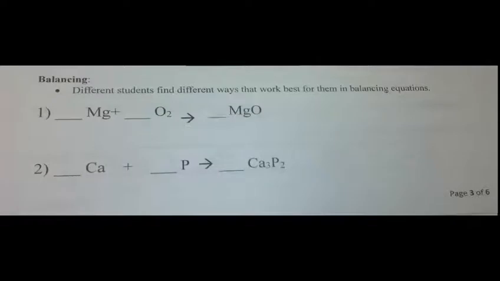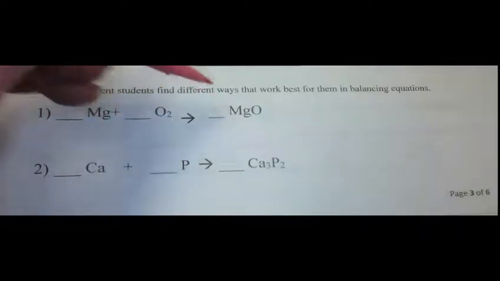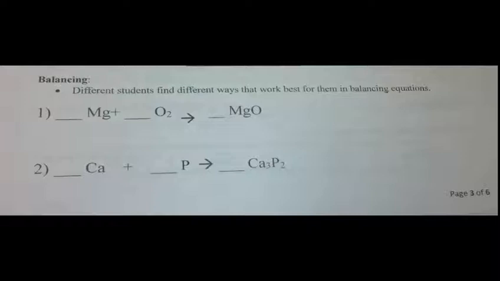All right, so I've just switched this over to the document camera in order to show you how to balance. To begin with, you're going to notice we have Mg plus O2, and then we have a product that is magnesium oxide. So it's good to just think to yourself, what type of reaction is this? And this is a synthesis reaction. I know that because I have two separate elements that come together to form a final product. So that's just something to keep in mind.